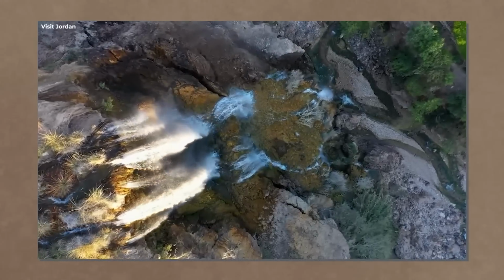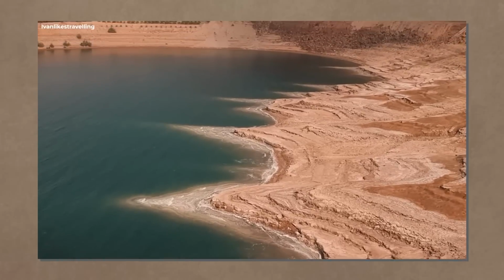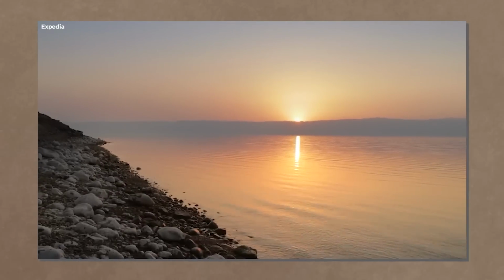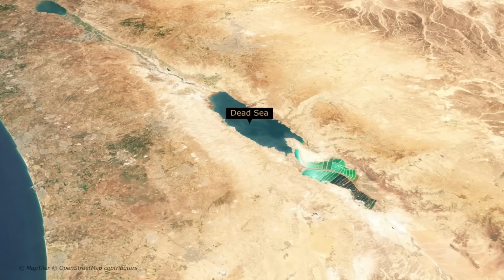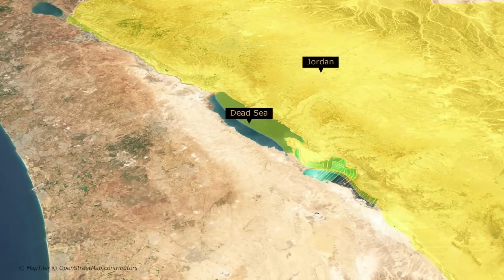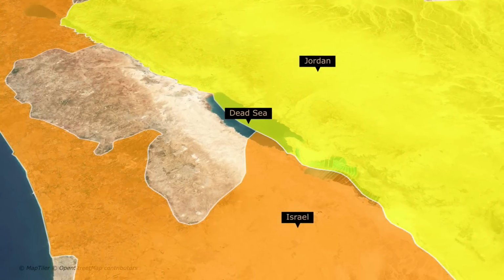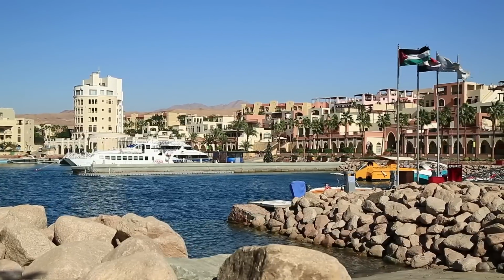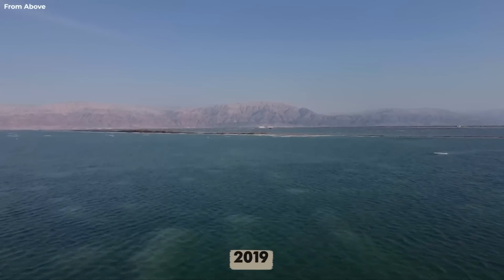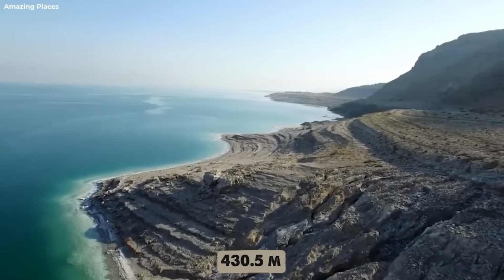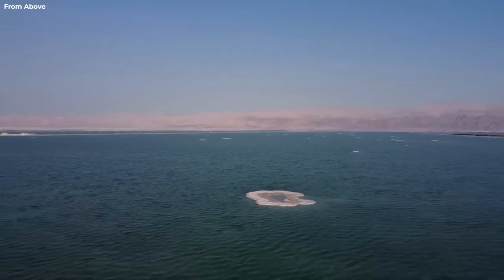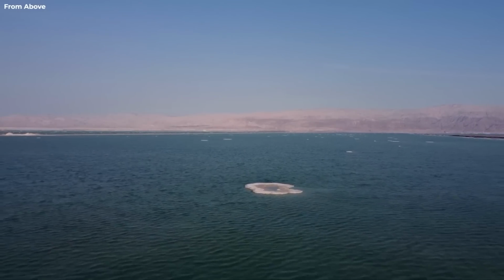Although the most intriguing natural feature of the Hashemite Kingdom is the mysterious Dead Sea, which has baffled scientists for decades now. The Dead Sea, also known as the Salt Lake, is bordered by Jordan to the east and the West Bank and Israel to the west. Lying in the Jordan Rift Valley, the sea is mainly fed by the Jordan River. As of 2019, the surface of the lake is around 430.5 meters below sea level. This means its shores are the lowest land-based elevation on the planet.